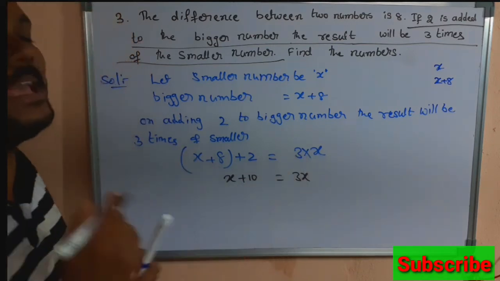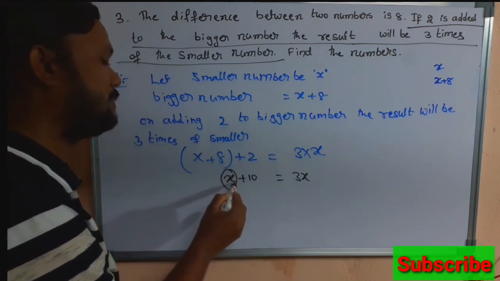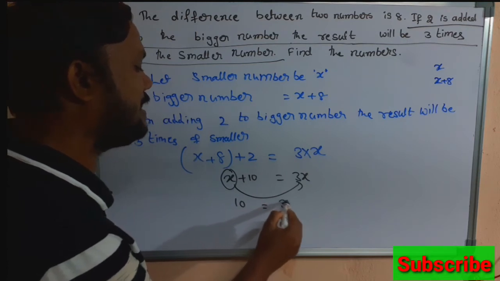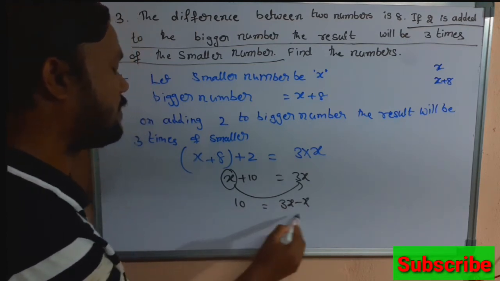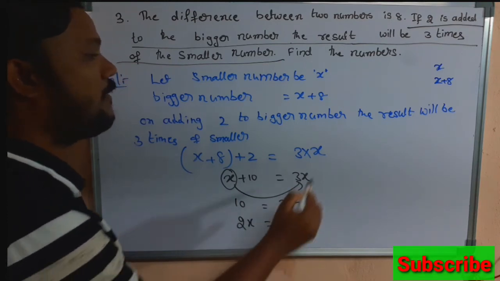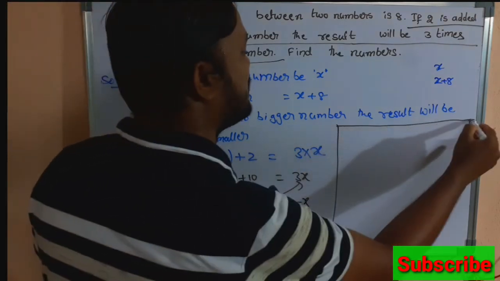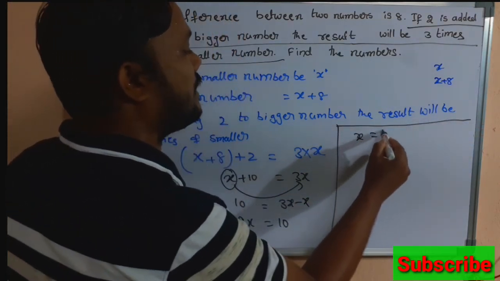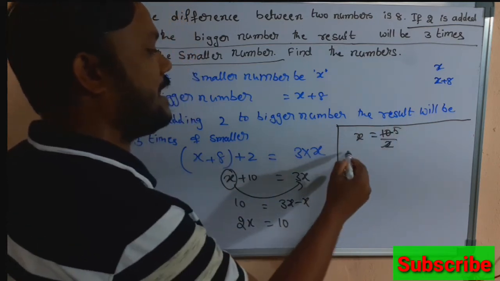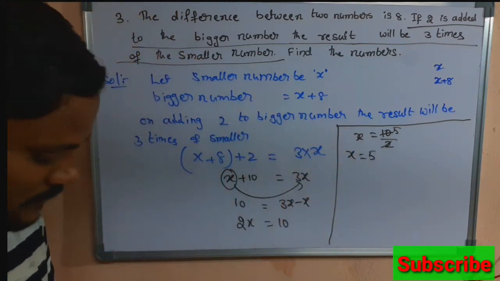Now we need to find the x value. So what I'm going to do is transpose this positive x to the other side of the equation, so that we get 10 is equal to 3x minus x, from which we can write 2x is equal to 10. Transposing this coefficient 2 to the other side, it becomes a divisor. That means x is equal to 10 by 2. Then you get x is equal to 5. That means the smaller number we got is 5.